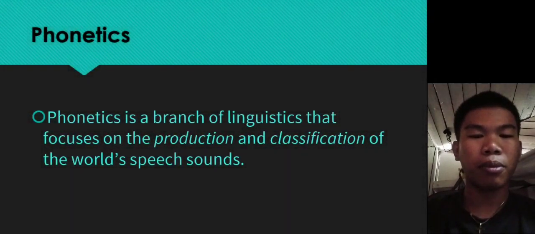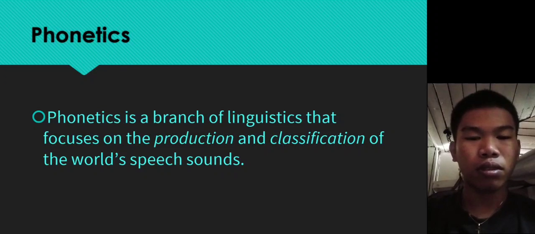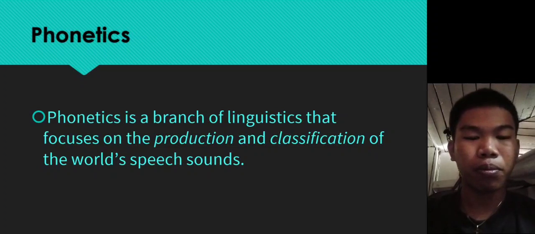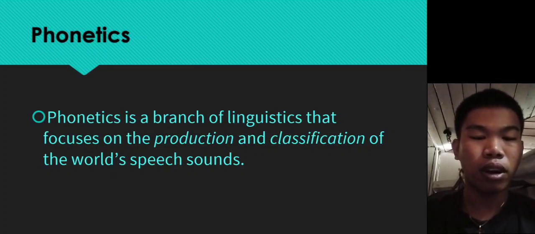Phonetics. Phonetics is a branch of linguistics that focuses on the production and classification of the world's speech sounds. The production of speech looks at the interaction of different vocal organs, for example, the lips, tongue, and teeth, to produce particular sounds. By classification of speech, we focus on the sorting of speech sounds into categories which can be seen in what is called the International Phonetic Alphabet, or IPA.